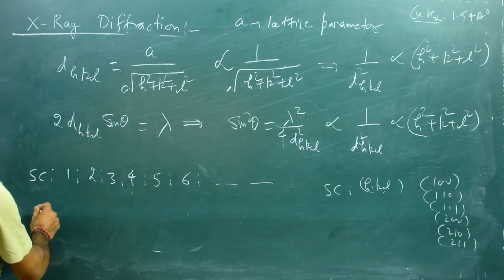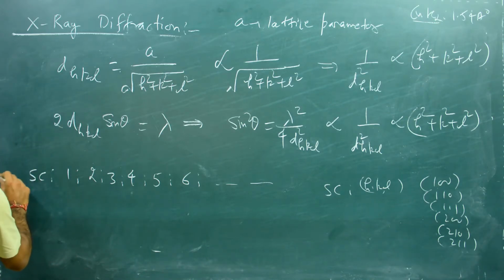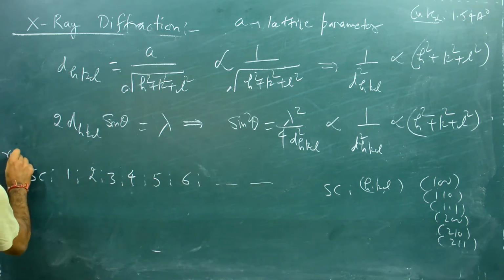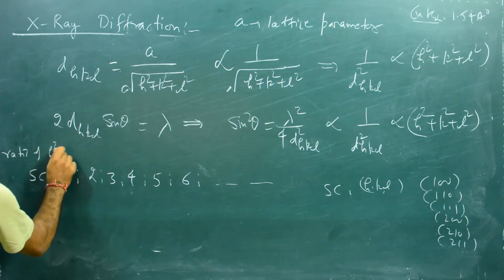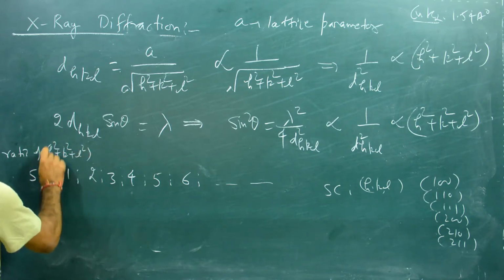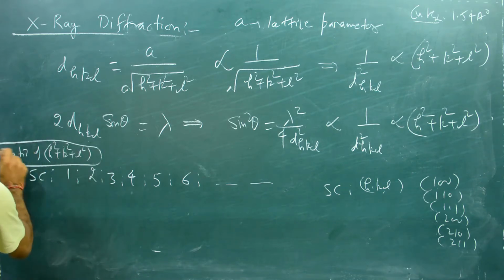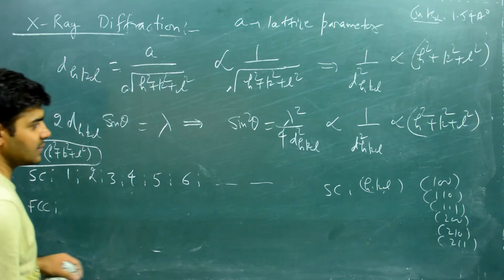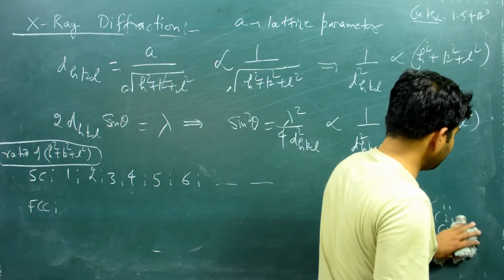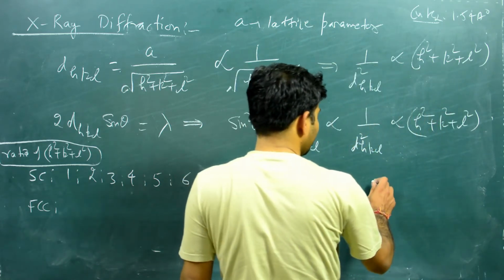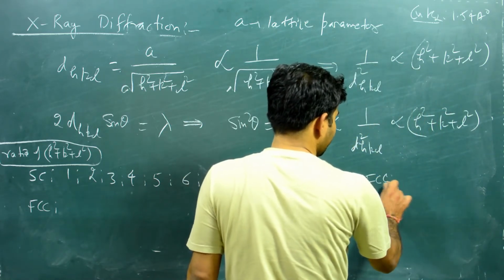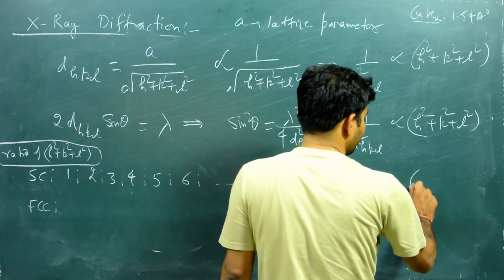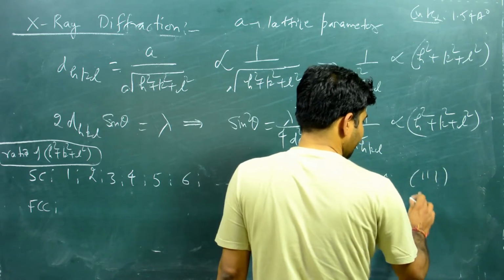Similarly, if we check out the value of h square plus k square plus l square, the ratio of h square plus k square plus l square, in case of simple cubic, it is this. In case of FCC, HKL mixing is not allowed. HKL are either all odd or all even. So for FCC, 100 is not allowed because it's a mixing case. 110 is similarly again not allowed. 111 is allowed in case of FCC because all are odd.